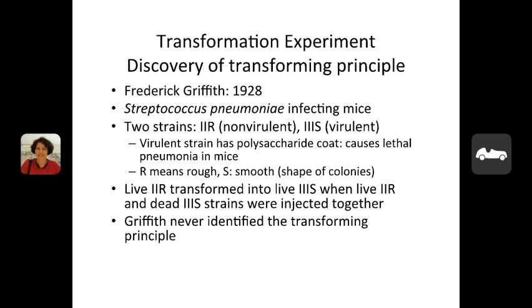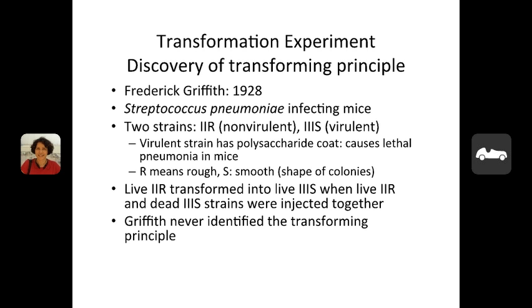In 1928, Frederick Griffith published an experiment in which he observed something interesting going on that eventually led to the acceptance of DNA as the carrier of genetic information. Frederick Griffith was experimenting with a bacterium called Streptococcus pneumoniae, and he was working also with mice. So Streptococcus pneumoniae causes pneumonia, an inflammation of the lungs, in mice.